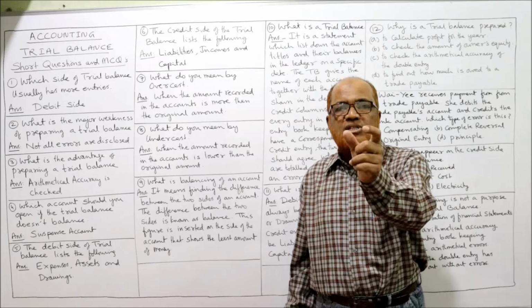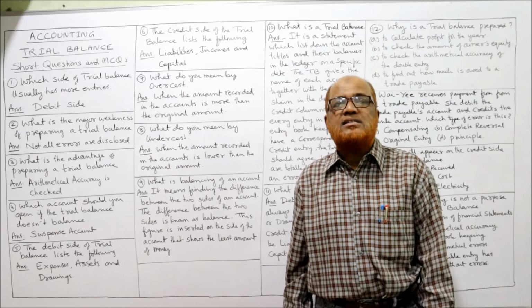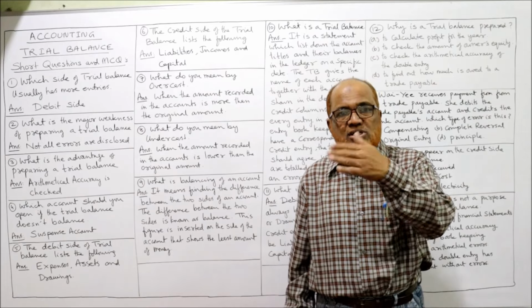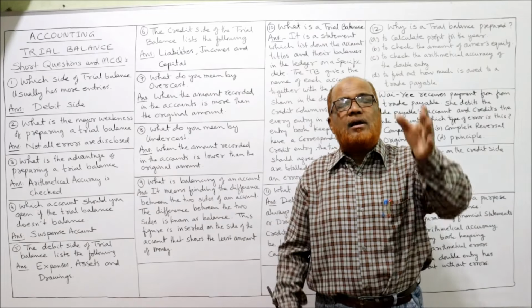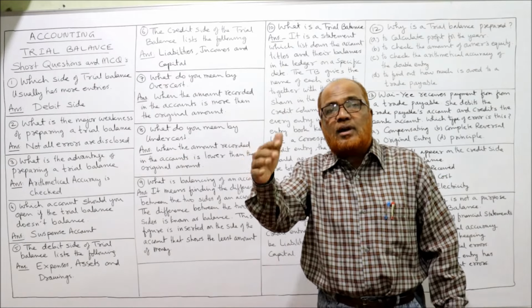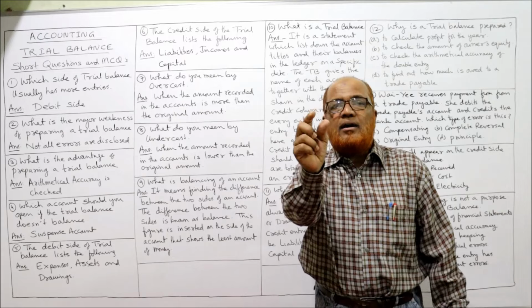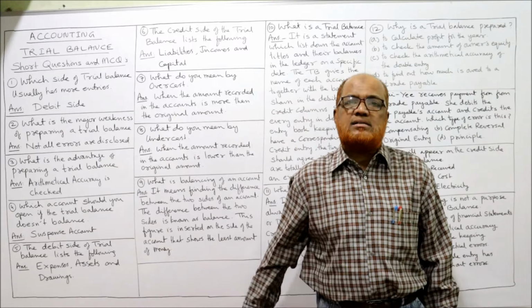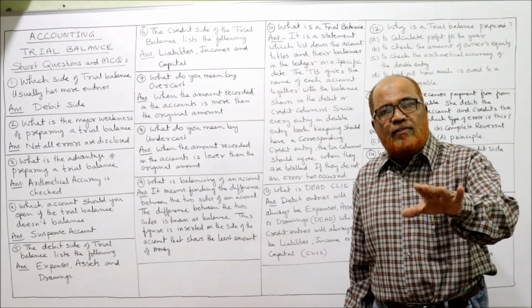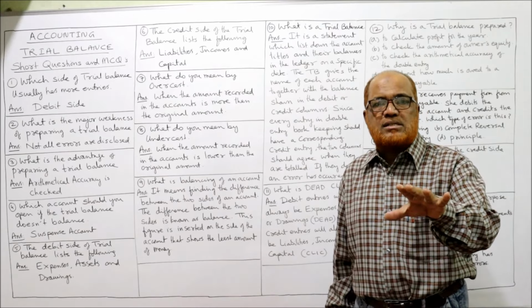And this balance will be written on that side which is lower. In our example, debit side 1000, credit side 900, so the credit side is lower. So $100 will be taken on the credit side. That is called balancing. So at the end of the year, every account will be balanced.